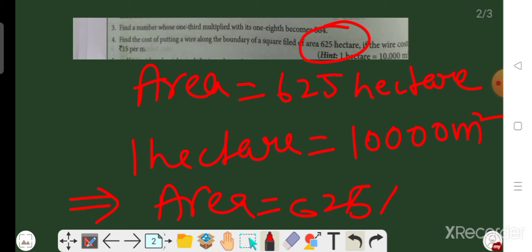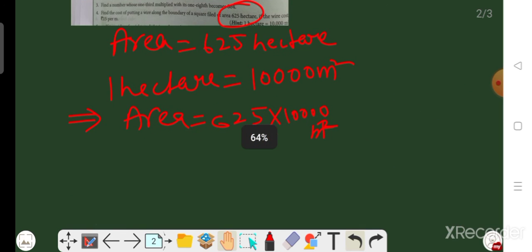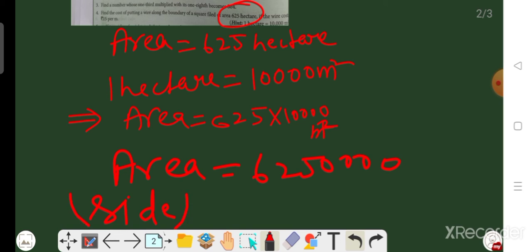So from here our area is equal to 625 multiplied by 10,000 meter square. So this is our area of the given square field. Now what we have to do? Now we have to find the side of the square field. As you know that area is equal to side square. So side square is equal to 625 0 0 0 0.